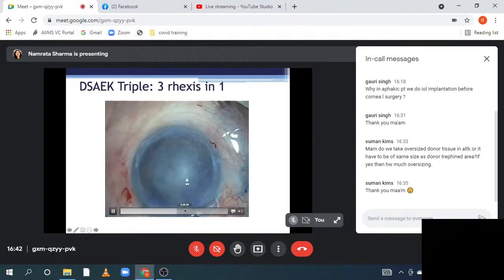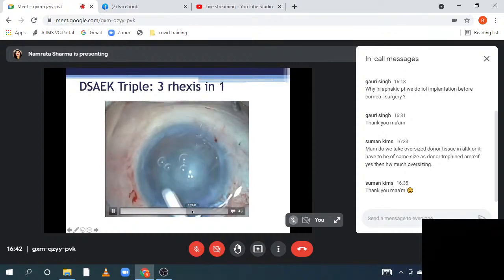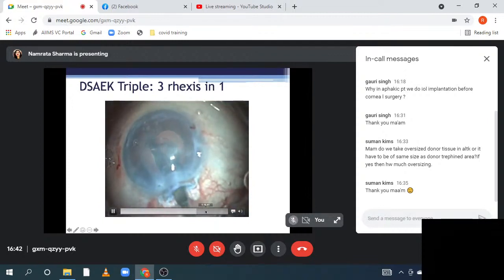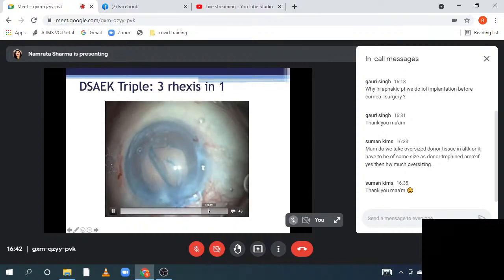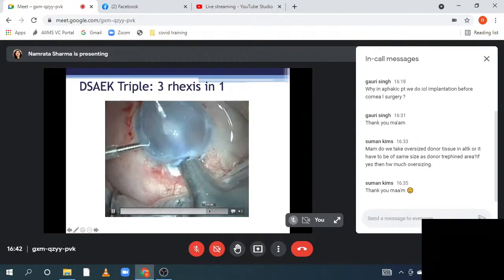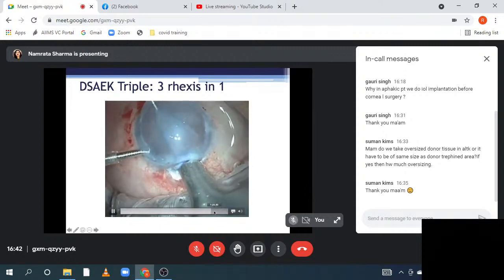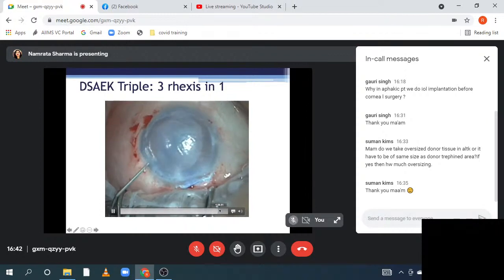Of course, in this case, we had to do a cataract surgery also. So that was the third rhexis. So we have epithelial rhexis, Descemetorhexis, and anterior capsular rhexis, followed by phacoemulsification and foldable intraocular lens implantation. But important is the posterior lamellar graft, which is loaded onto the Busin glide. The Busin glide is inverted, and then it is pulled intracamerally inside.